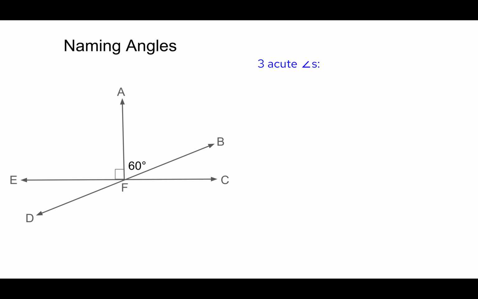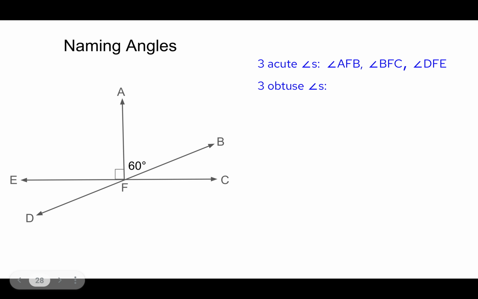So let's name some of these angles. If I'm looking for three acute angles, here's one of them. You could have angle AFB. Notice that I say F is the vertex. It always has to be my middle letter, but I could also name this angle BFA, as long as my F is in the middle because it's the vertex. But I could start with the A or start with the B. Another acute angle is BFC or CFB. Remember, these are angles that are less than 90 degrees. And another one is DFE, or you could say EFD.